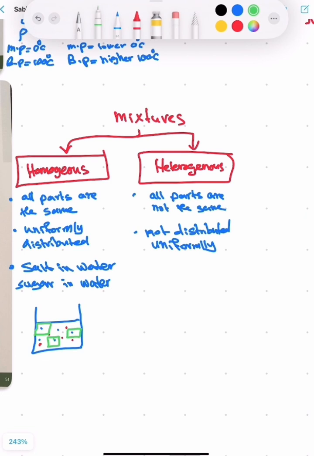But for heterogeneous substances, we have the example of sand in water. Sand does not dissolve in water, right? So when you try to mix it, you will have clumps or bits of sand at the bottom of the container because it does not dissolve. So look, if I take a sample from here, another one from here, another one from here, all of them are not the same thing. So they are not distributed uniformly.